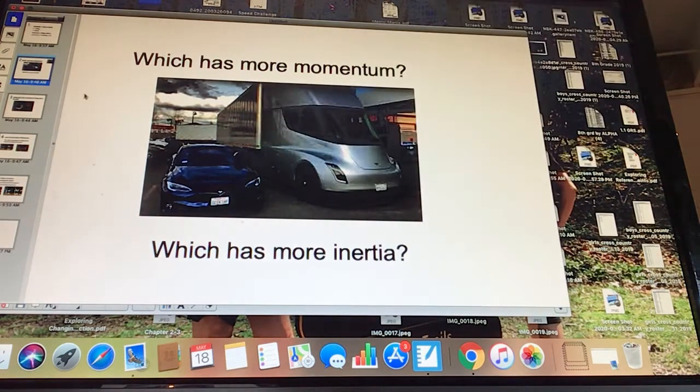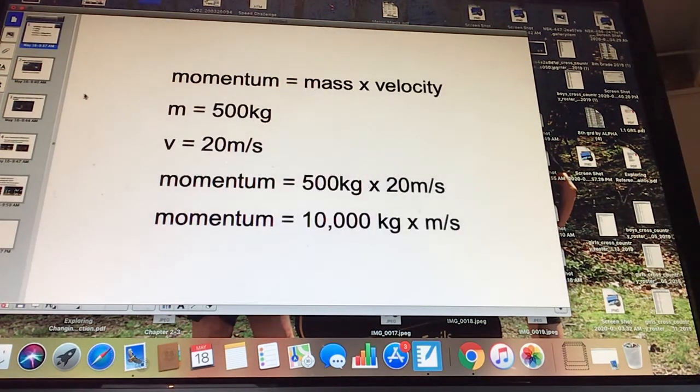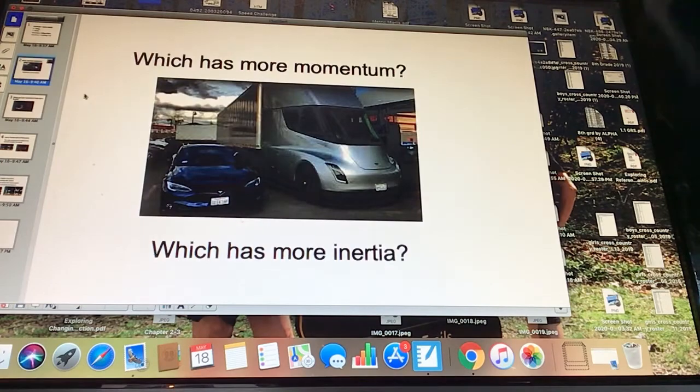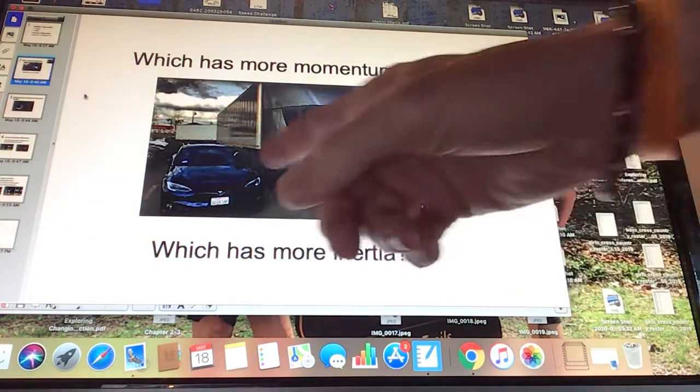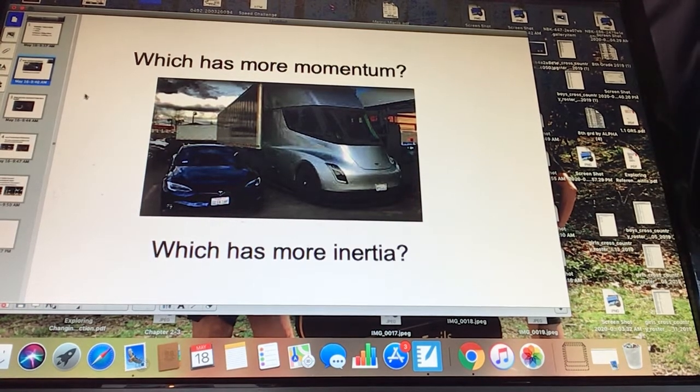So, which one has more momentum, the semi-truck or the car? That's a trick question. Think about what you need to know: mass times velocity. Well, we know that the truck obviously is going to have more mass than the car. But what about velocity? To me, it looks like they're both parked. You do need to know the velocity.